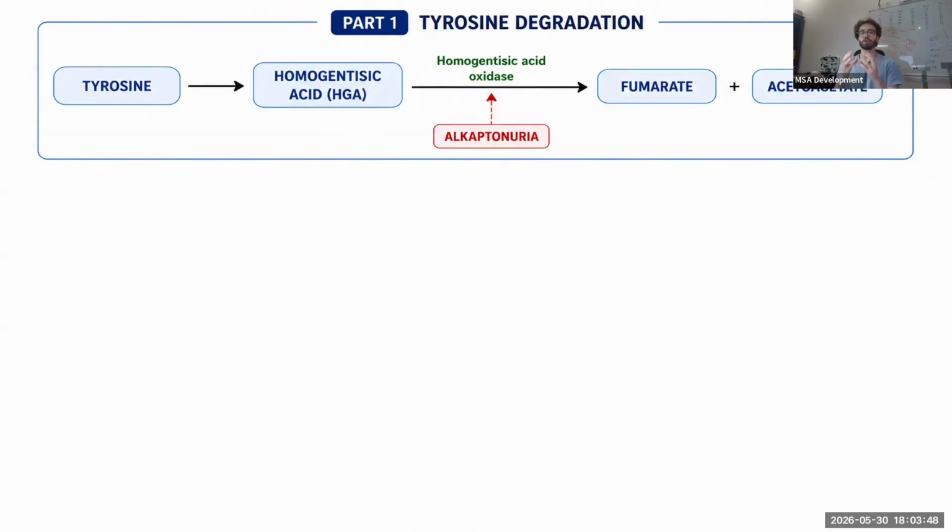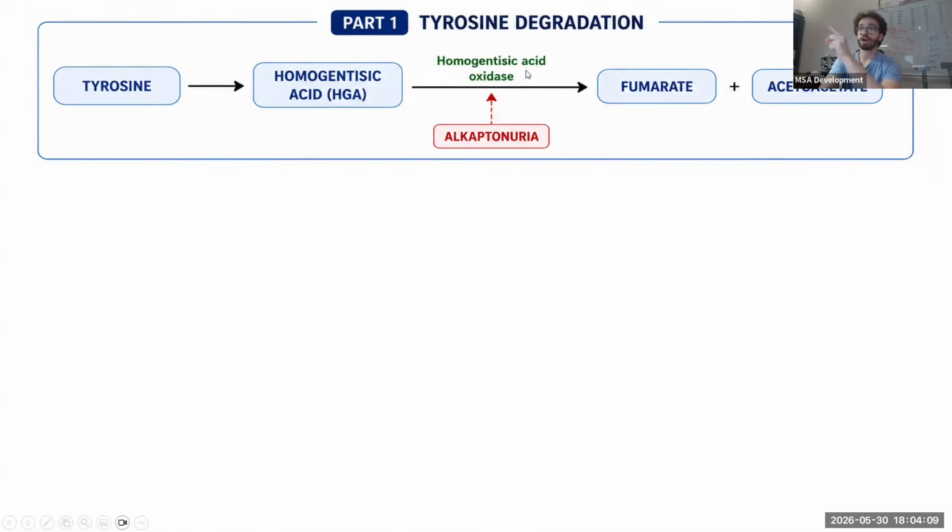So we have tyrosine. Okay, it became transformed into different stuff, but how do we break it down and get rid of it? Tyrosine will become something called homogentisic acid. Well, this homogentisic acid has to be broken down into fumarate and acetoacetate. By what enzyme? Homogentisic acid oxidase.